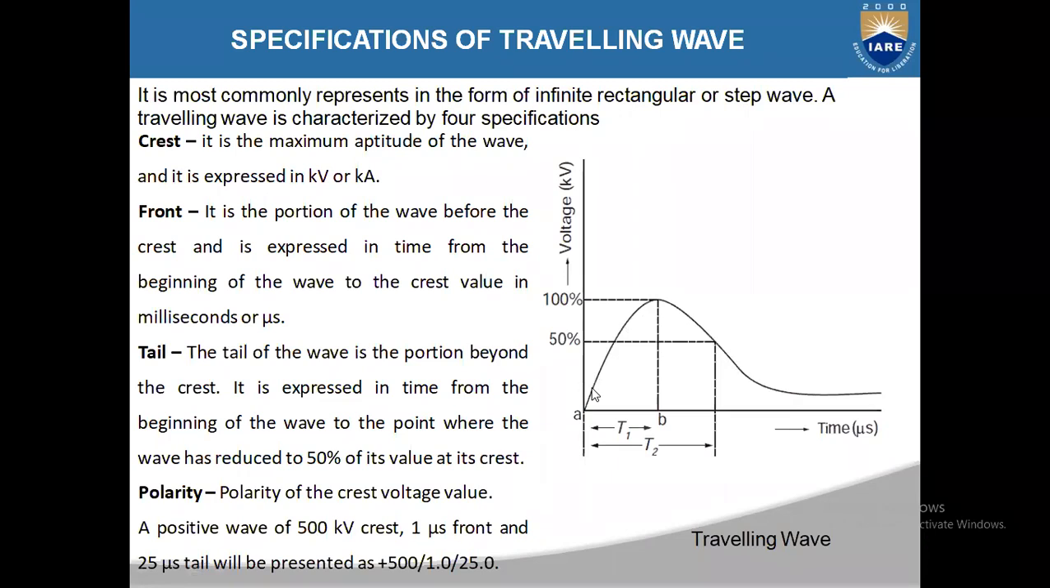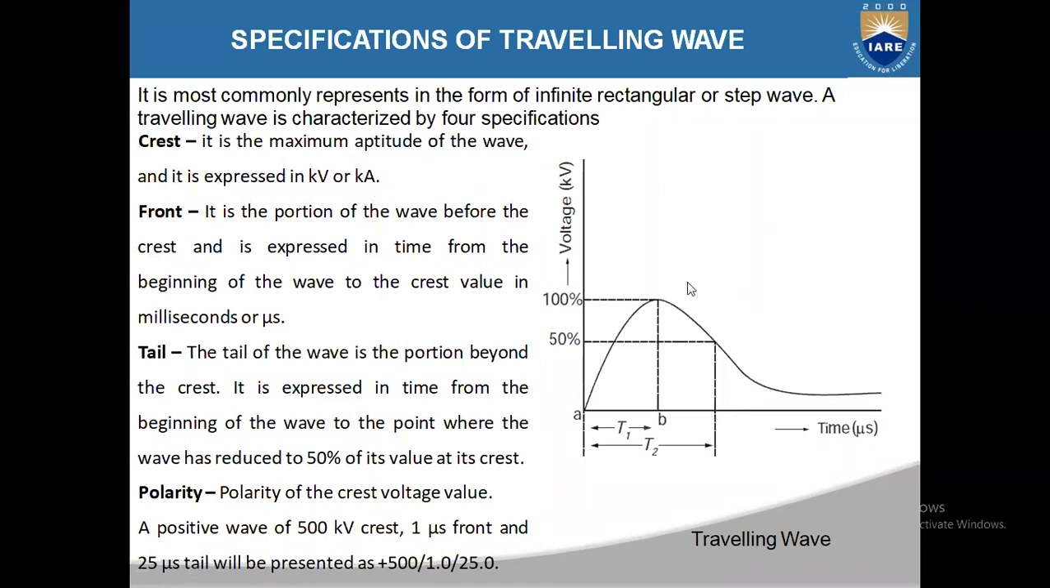Okay. And this traveling wave will be characterized by four specifications: crest, front, tail, and polarity. Crest of the wave is nothing but the maximum amplitude of the wave, and it is generally expressed in kilovolts or kiloamperes.